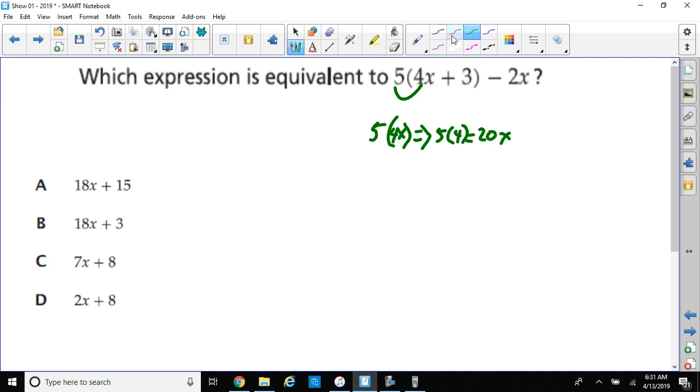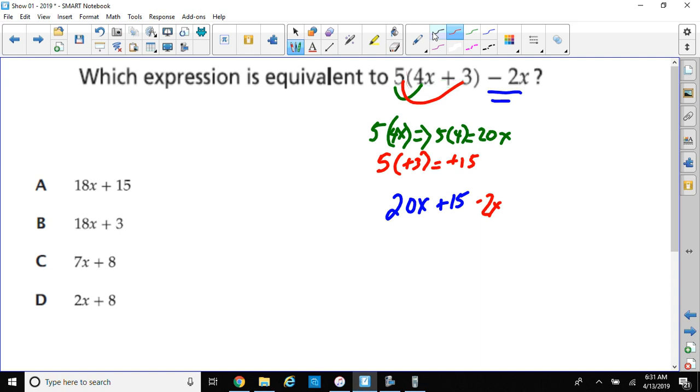And let's do another multiplication. It'll be 5 times positive 3, or plus 3. 5 times plus 3 is positive 15. Now I'm looking at my answer choices so far, and I see a positive 15. I see a 20x, and don't forget, there is also a minus 2x up here. So I got 20x, I got a plus 15, and I have a minus 2x.